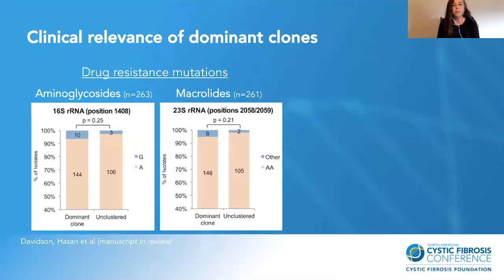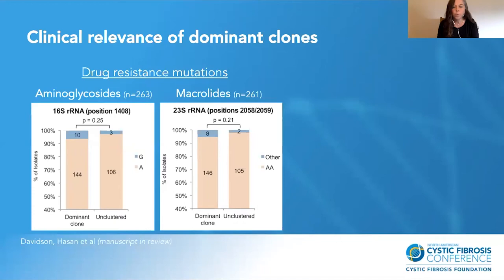So then we sought to look at the clinical relevance of these dominant clones, and we did this in a couple of ways. First, we looked at known drug resistance mutations to aminoglycosides and macrolides. Again, this is one isolate per patient, and we're showing percent of isolates on the y-axis. We're comparing the proportions of the wild type genotypes, shown in orange, to the drug resistance genotypes in blue. And we see no significant difference between the dominant clones and the other genotypes for these mutations.